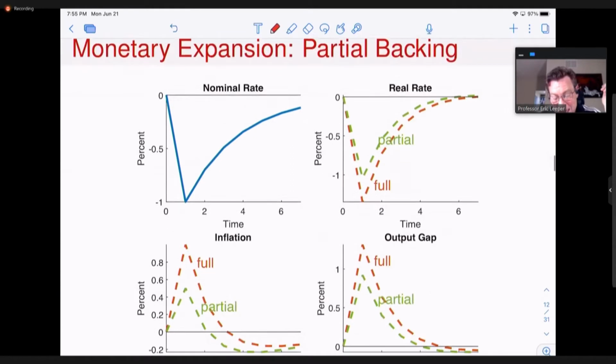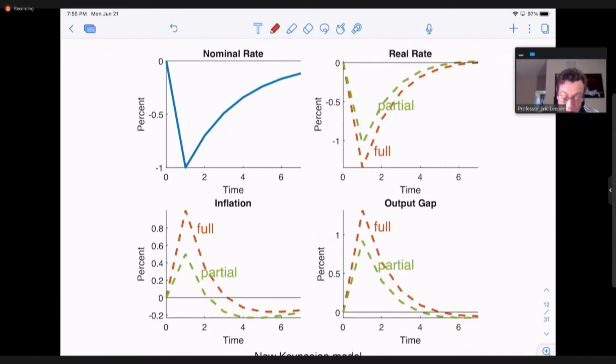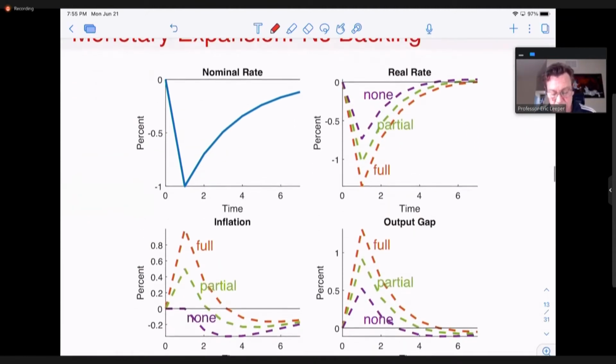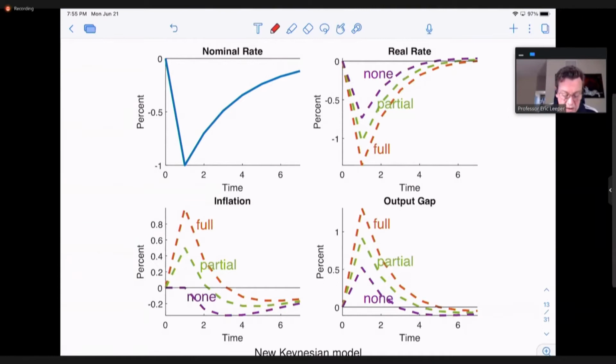But if that backing is only partial, well, now you have exactly the same nominal interest rate path, but you get less kick in the real interest rate because now inflation goes up, but only briefly, and then it becomes negative. And that then tempers the real interest rate path, which feeds into less of a response in the output gap. And then in the extreme case of no backing at all, well, now this monetary ease doesn't even raise inflation. In fact, it lowers it. And even though you're still getting the real interest rate effect, it's not as big, but it's still there.